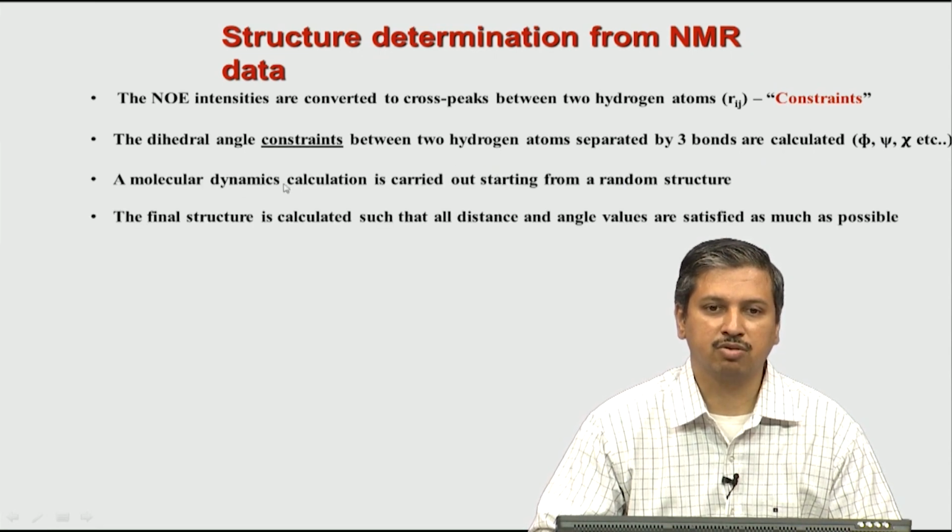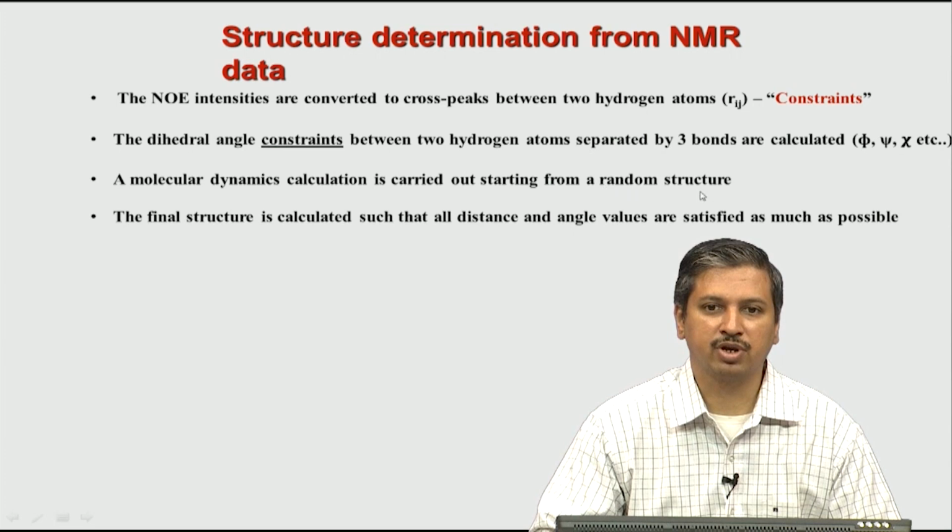So, we basically do what is called a molecular dynamics calculation. What is done is you take a random structure first. The random structure is because initially we do not have any information of the structure of the protein, because that is our goal. We want to determine the protein structure or peptide structure. So, we do not have any information on how the structure looks like.